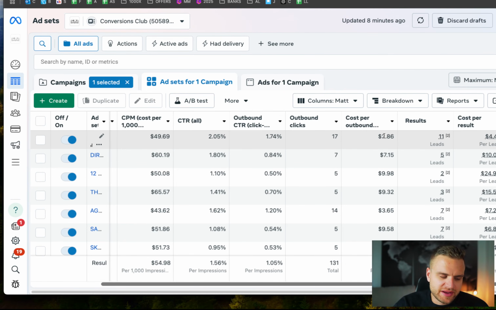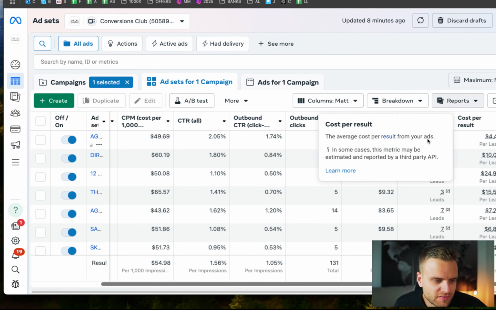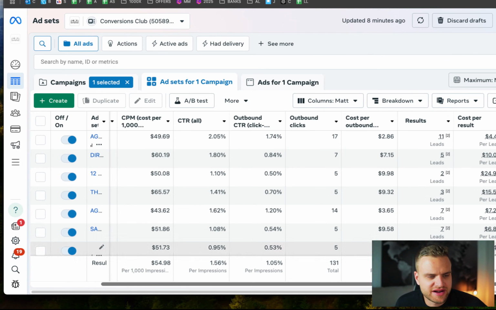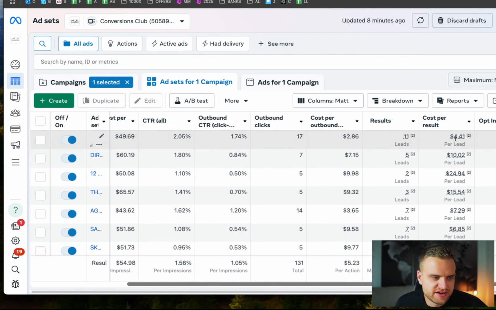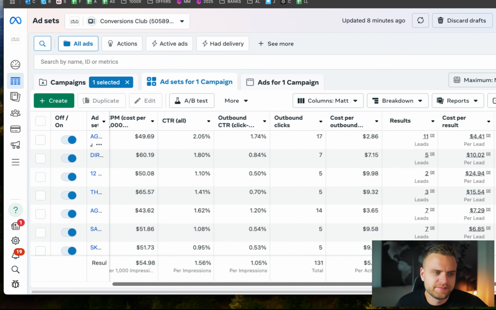Lower is typically better. If you have a $70 cost per outbound click and you're doing book a call ads, that's not really going to get you anywhere. But anything under $10 for book a call ads is probably fine. The results is just whatever you're tracking. And your cost per result is your total ad spend divided by your number of results, depending on how you set it up.